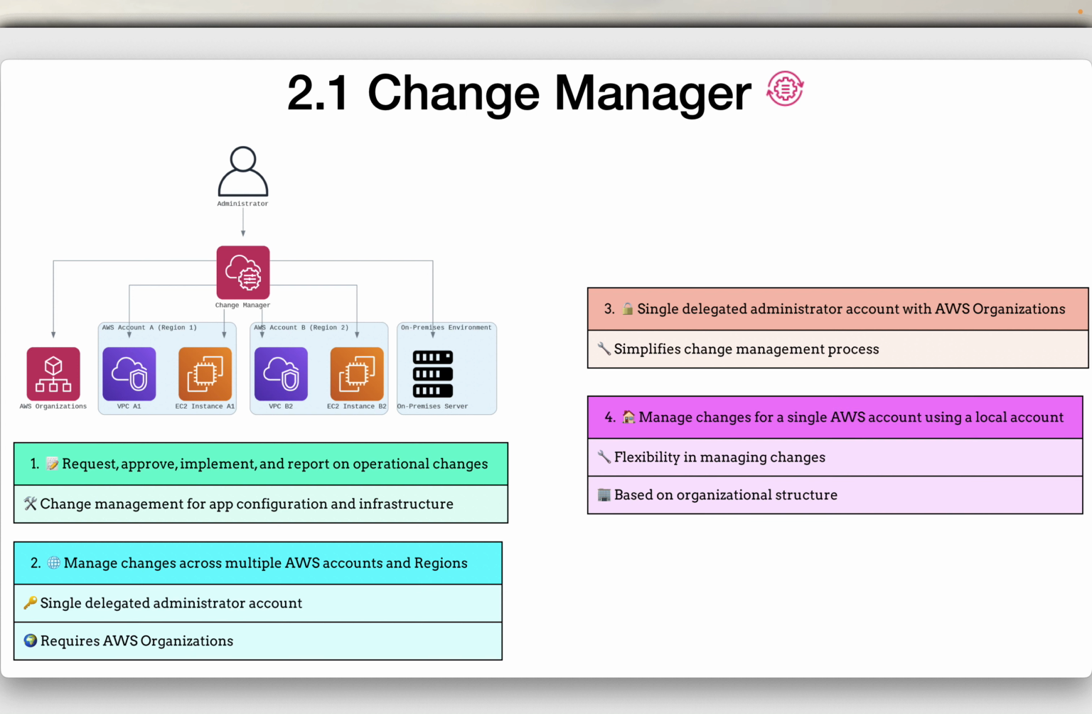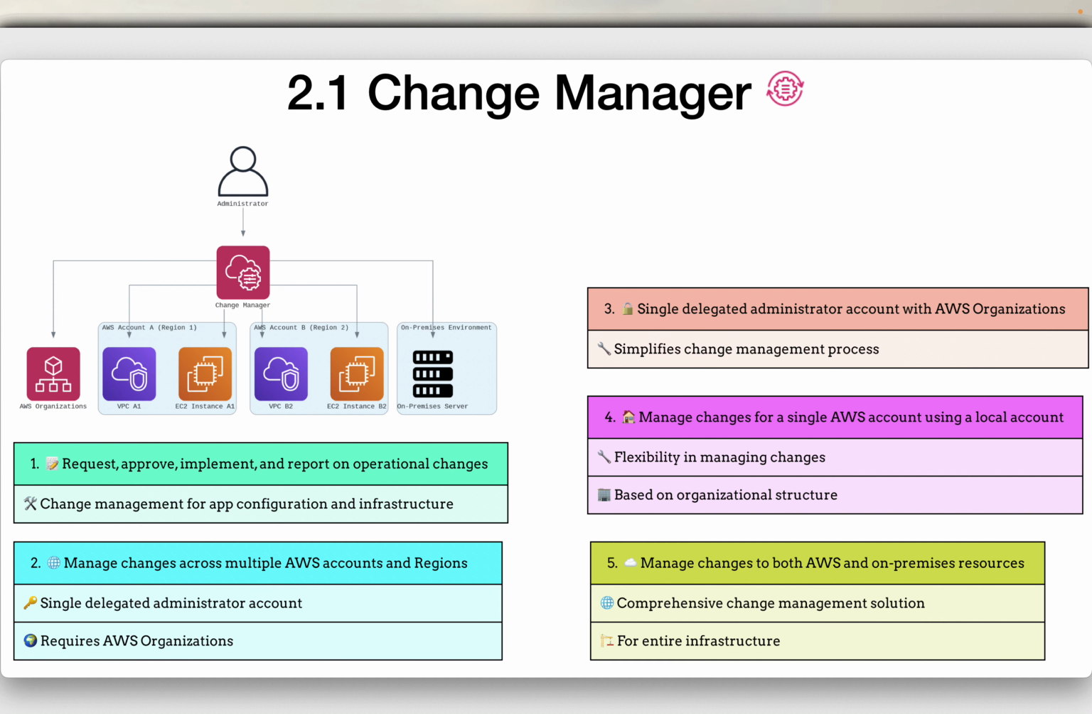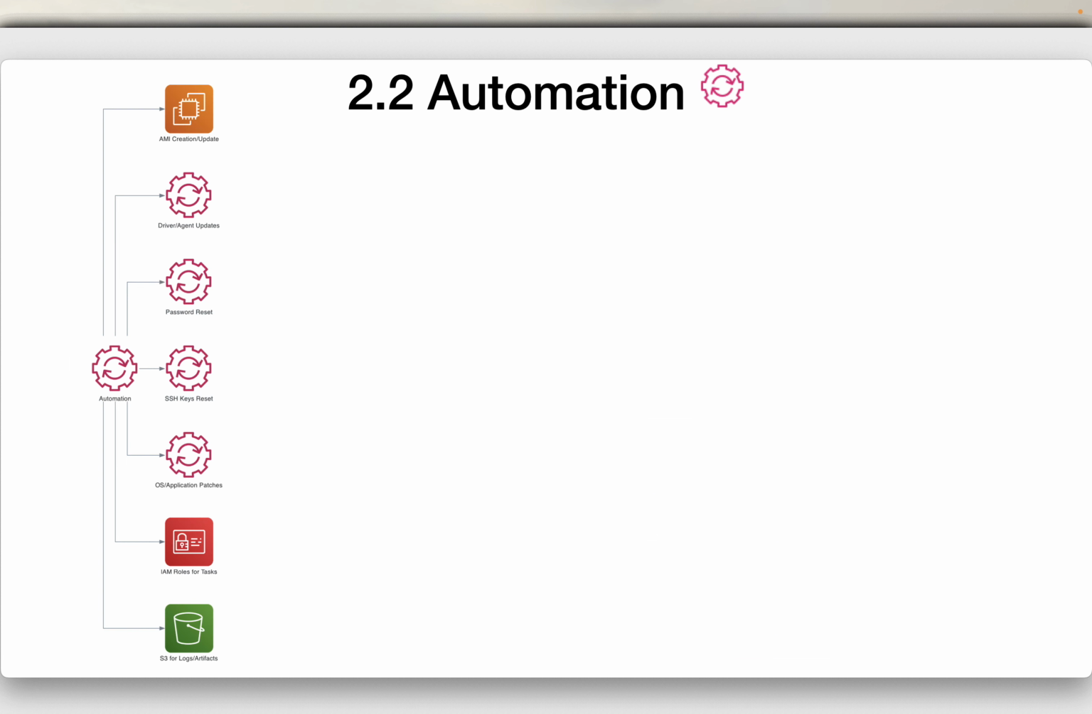Alternatively, using a local account, you can manage changes for a single AWS account, providing flexibility in managing changes based on your organizational structure. Change Manager allows you to manage changes to both AWS resources and on-premises resources, providing a comprehensive change management solution for your entire infrastructure.